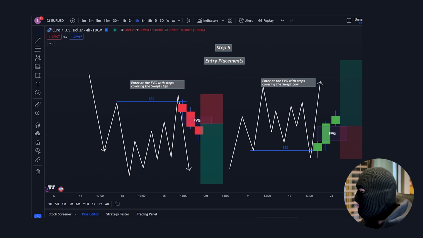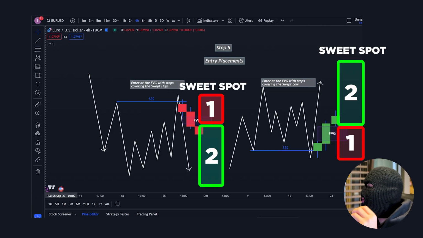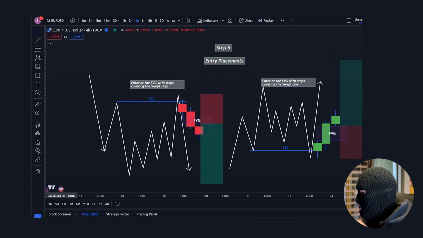You could definitely be more ambitious with your targets like 1:3, 1:4, or even a 1:5, but this will result in a lower win rate. So that's why a 1:2 risk to reward ratio is the sweet spot, as it presents an extremely high win rate. Now, listen very carefully.